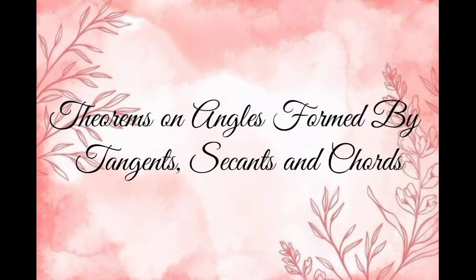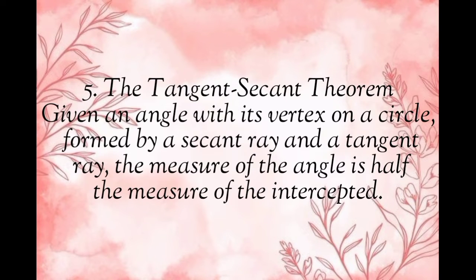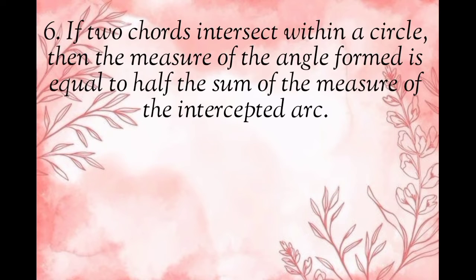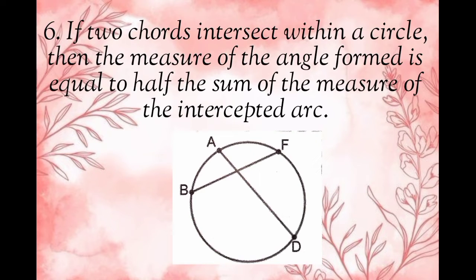Theorems on angles formed by tangents, secants, and chords. The tangent-secant theorem: given an angle with its vertex on a circle, formed by a secant ray and a tangent ray, the measure of the angle is half the measure of the intercepted arc. Number 6: if two chords intersect within a circle, then the measure of the angle formed is equal to half the sum of the measures of the intercepted arcs.